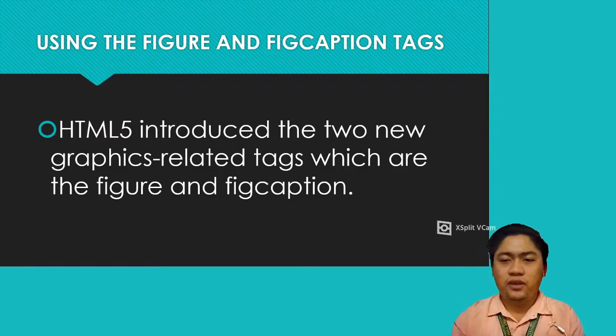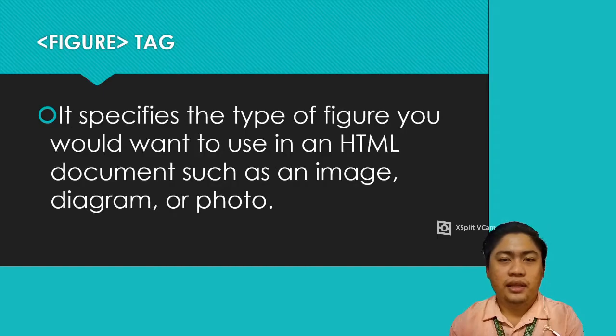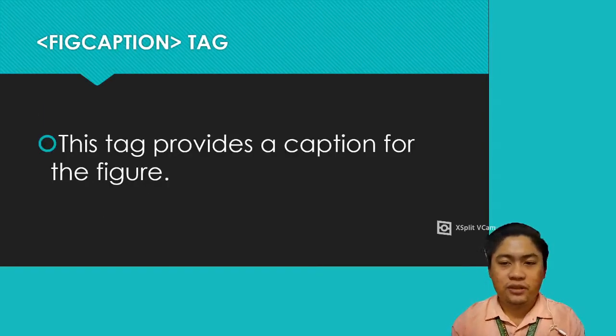Now, using the figure and figcaption tags, HTML5 introduced new graphics-related tags, which are the figure and figcaption. The figure tag specifies the type of figure you would want to use in an HTML document, such as an image, diagram, or photo. This tag is beneficial since it has the ability to easily add multiple images side by side, while the figcaption tag provides a caption for the figure. It adds a caption to an image on a web page. The caption can be displayed before or after the image.